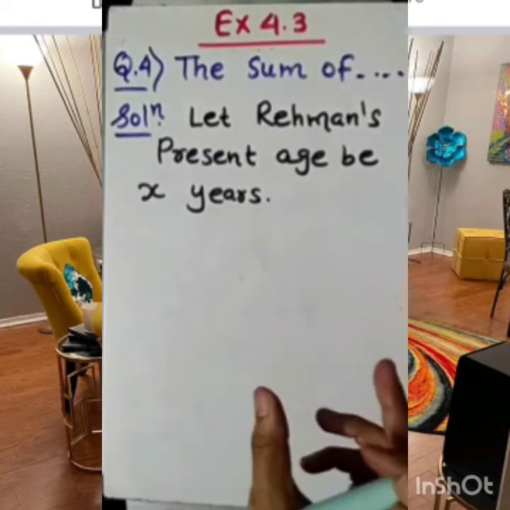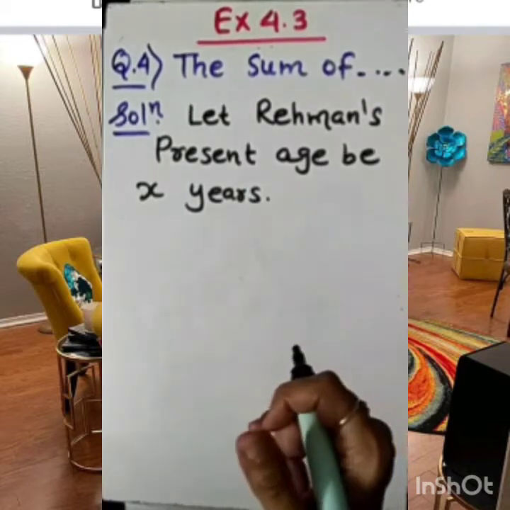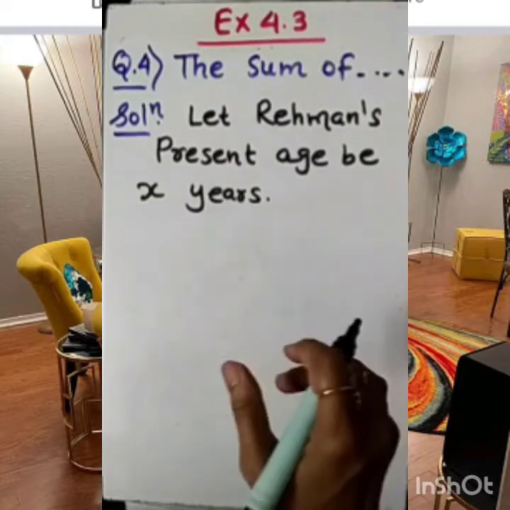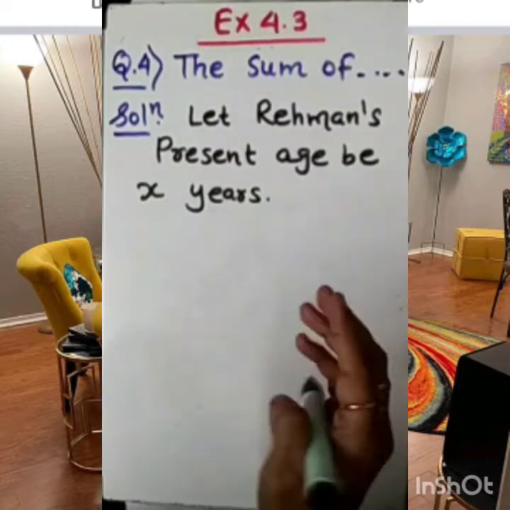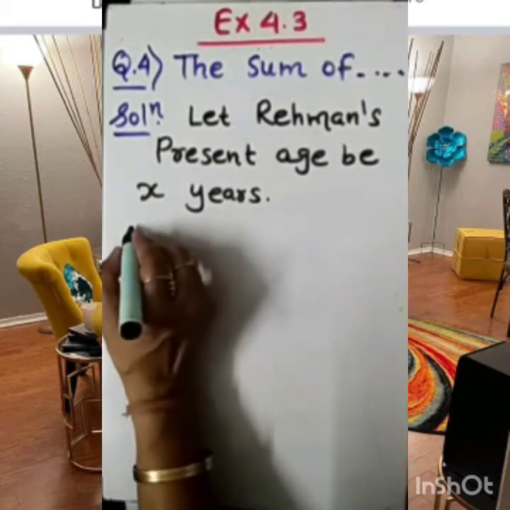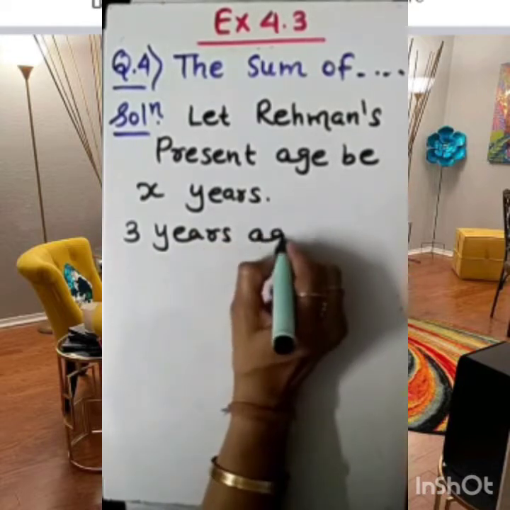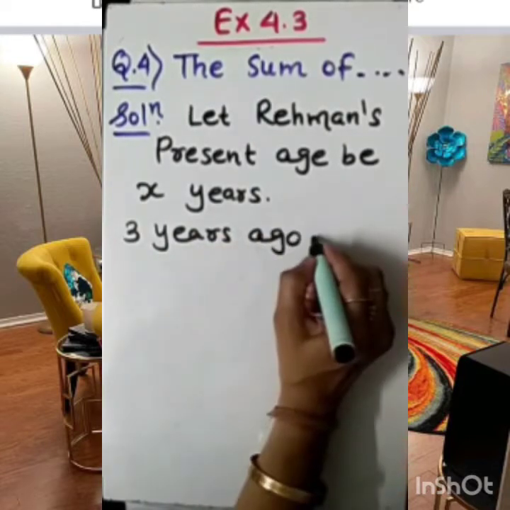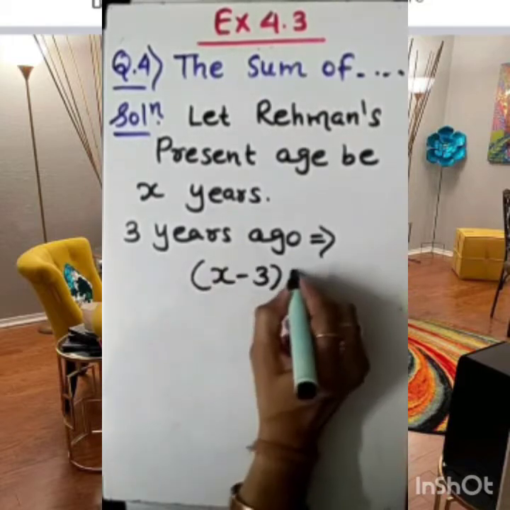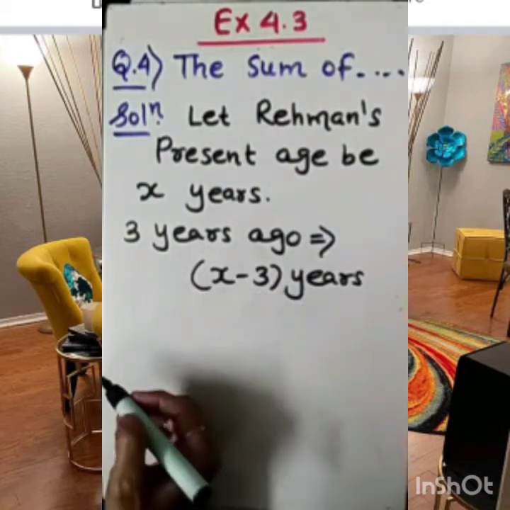Reciprocal, but you know very well reciprocal. Now, reciprocal is 1 upon whatever the age we will consider, that we need to mention in a 1 upon. But in the beginning, what will be the age? What was the age before 3 years? 3 years ago. So we need to mention 3 years ago. What was the age of Rahman 3 years ago? It will be X minus 3 years. Agree? If I'm talking about 3 years ago, then it will be X minus 3 years.